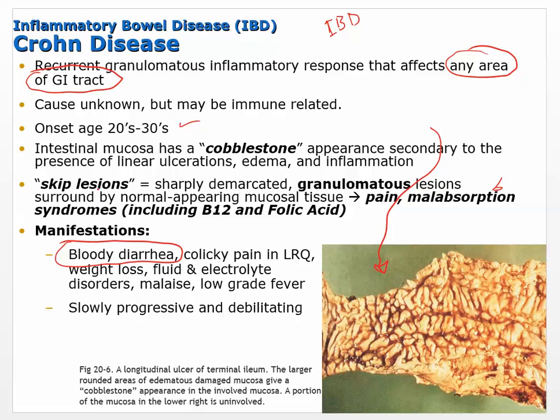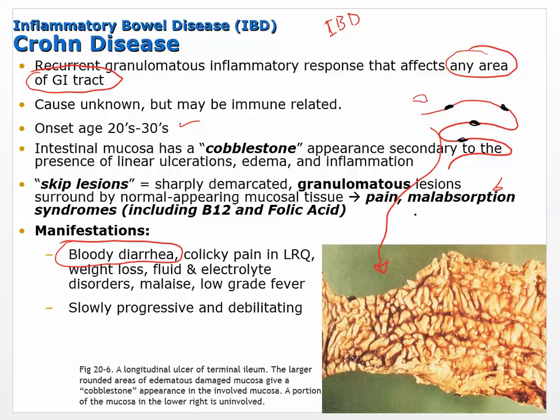So it's characterized by skip lesions, and we'll see on the next slide what we mean by skip lesions. But skip lesions really means that it may happen in one area. Okay, so if you have your bowel there, you may have lesions that occur in this area, you may have it occur in this area, this area. Okay, so that's what we mean by skip lesions. It's not just continuous, it kind of skips around. So sharply demarcated, you can see where it is. Granulomatous lesion surrounded by normal appearing mucosal tissue, so the affected area, non-affected area, and that's going to lead to pain.